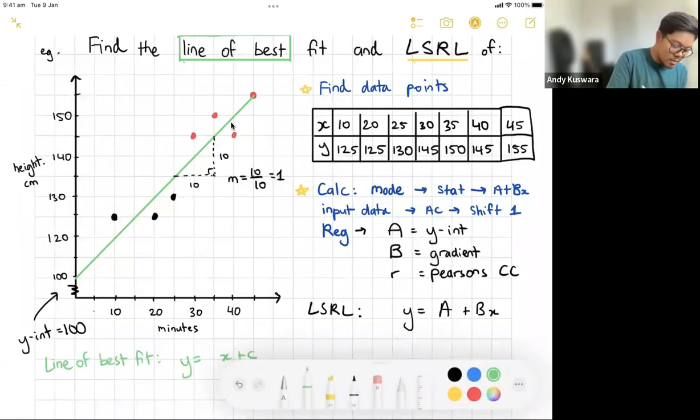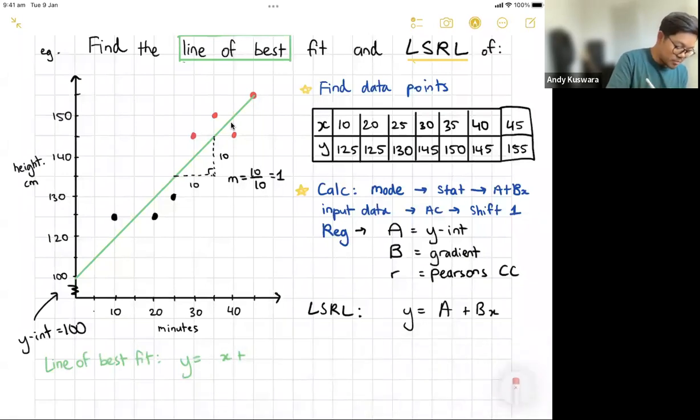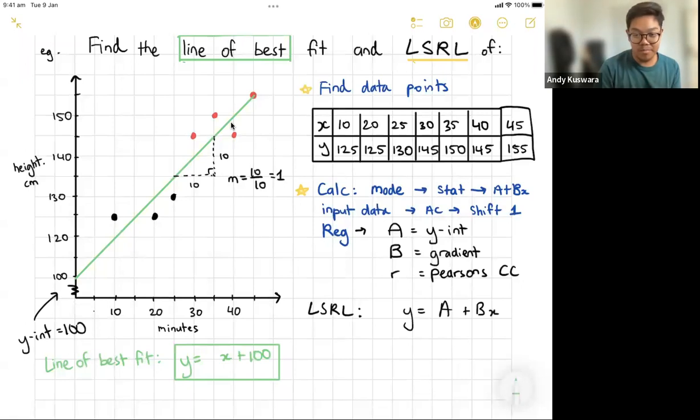So I can get rid of that m. The gradient is 1, and then instead of c, the y-intercept, we can see here that the y-intercept is roughly 100. So that would be our equation of the line of best fit. Okay, we've done it by eye, and then we've just used our linear relationships to figure that out.